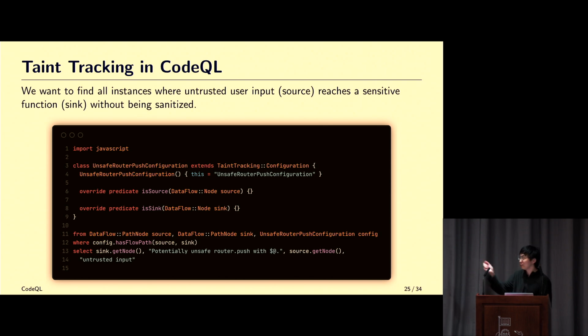And then after that, you write this almost SQL-ish statement saying: I'm trying to find all of the sources and sinks for which there exists a path from source to sink. And then I'm going to output that string with the links to the parts of that code.